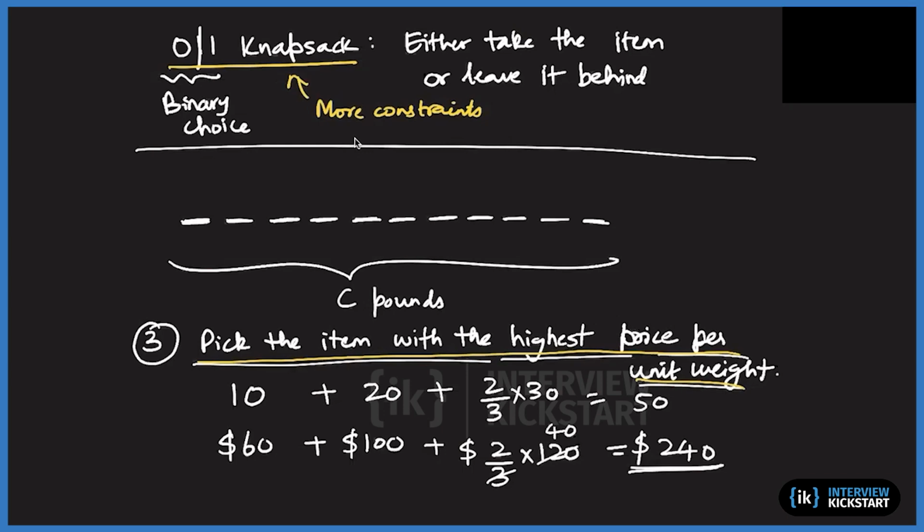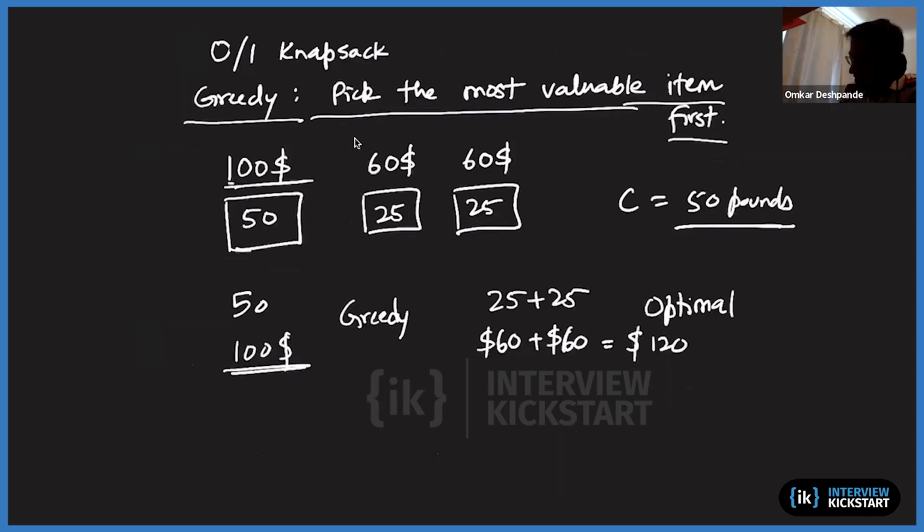Can you explain why the third strategy didn't work for the 0-1 knapsack? In this example that I constructed, I tried to construct it so that the most valuable item is an item that's filling the entire knapsack, but there are two smaller items, not as valuable as this, but both of them together fit into the knapsack.